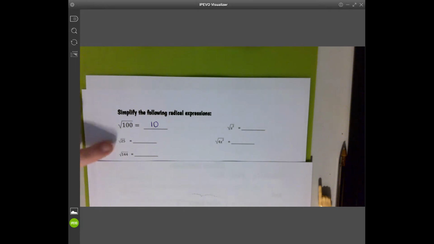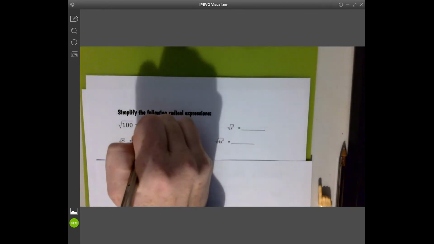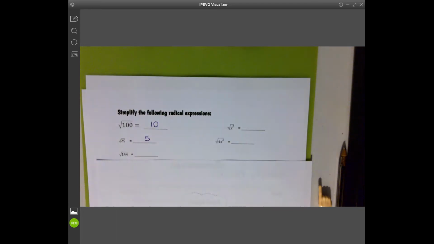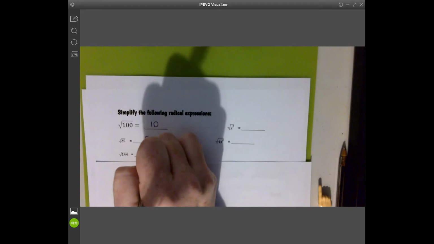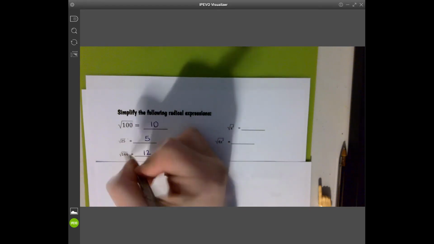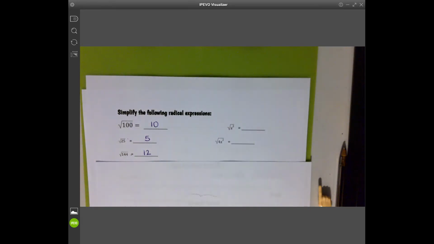Moving down, the square root of 25. What number times itself would give me 25? Here we have 5. The square root of 144 here would be 12. So again, these are all perfect numbers under that square root symbol, making the problem pretty easy to deal with.